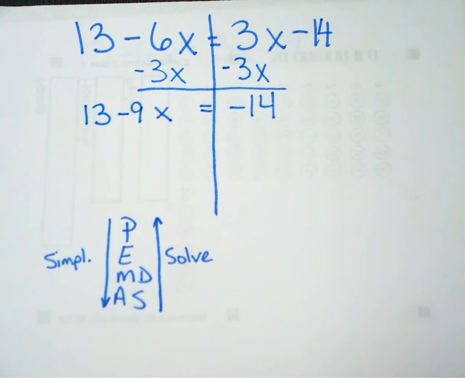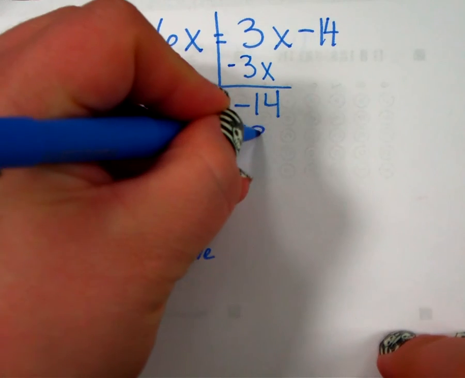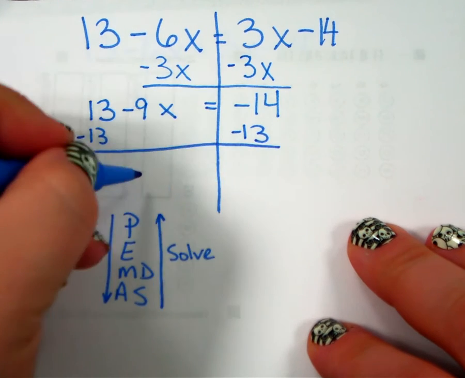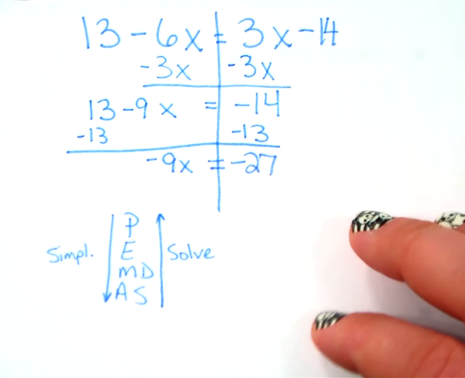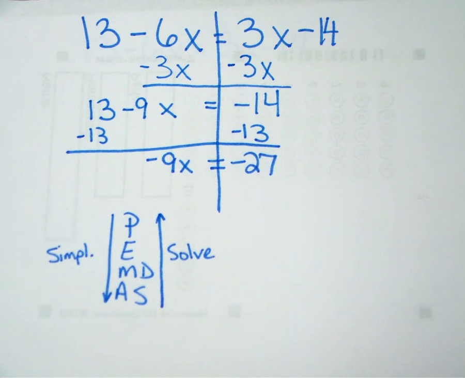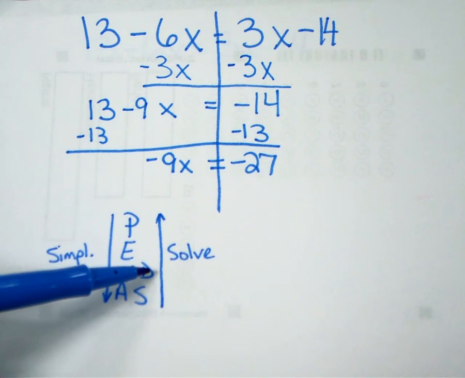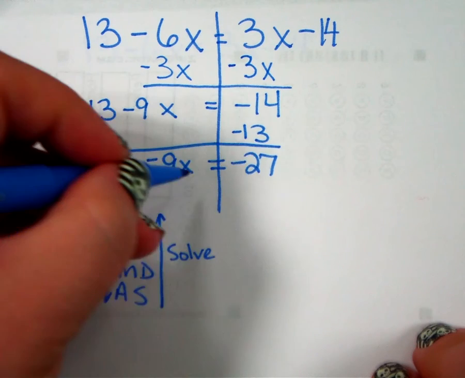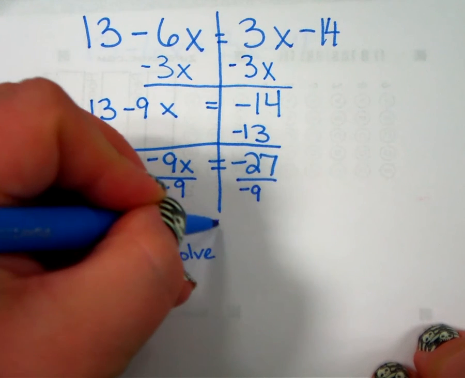It should now look identical to our two-step equations that we solved so much over the last couple of weeks. So I'm going to subtract 13 from both sides. And it leaves me with negative 9x equals negative 27. If I'm still trying to get my x to be alone, I've done the addition and subtraction. I'm working my way up the order of operations to multiplication and division. So I'm going to divide by negative 9. So that x is equal to a positive 3.